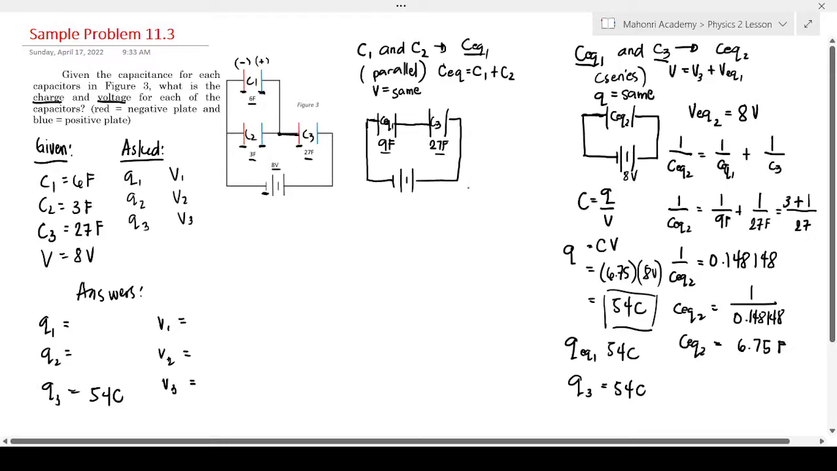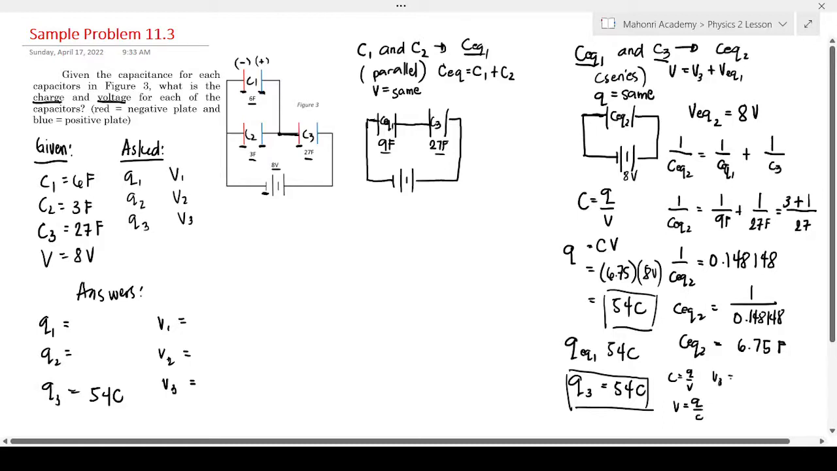In order for us to solve that, for our C3, if we take this equation C equals Q over V and rearrange it to V equals Q over C, so we have C is equal to Q over V. If we want to measure for V, that's just Q over C.